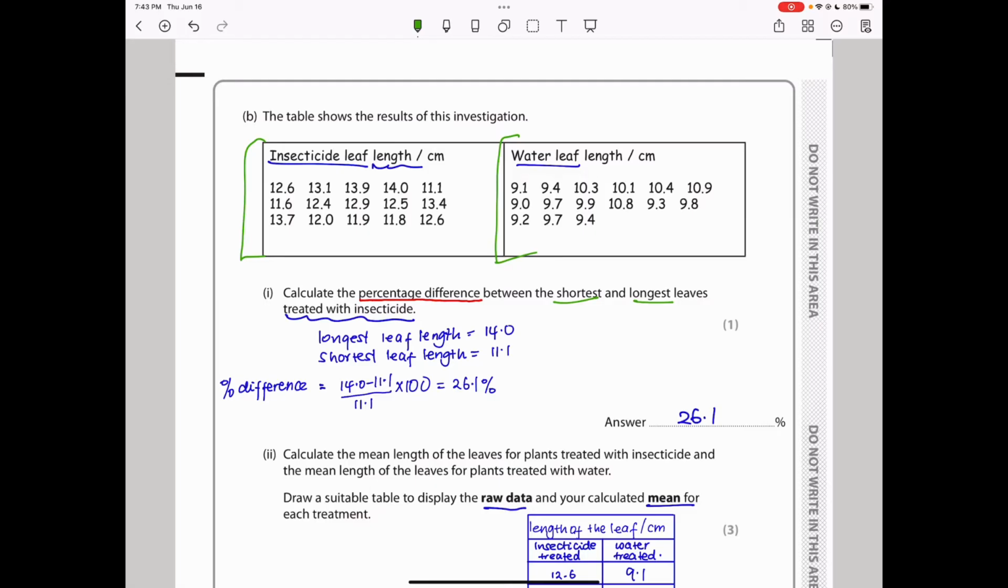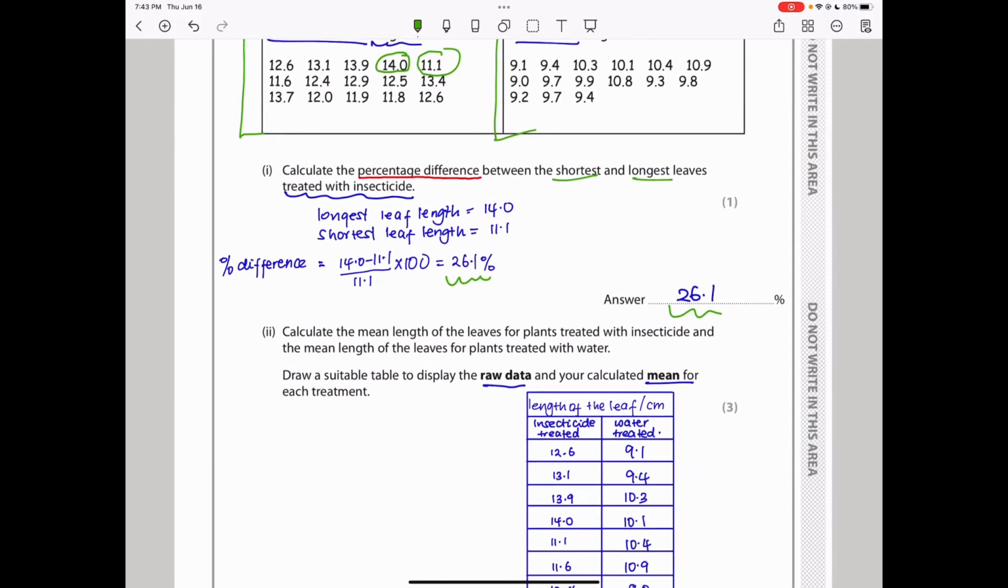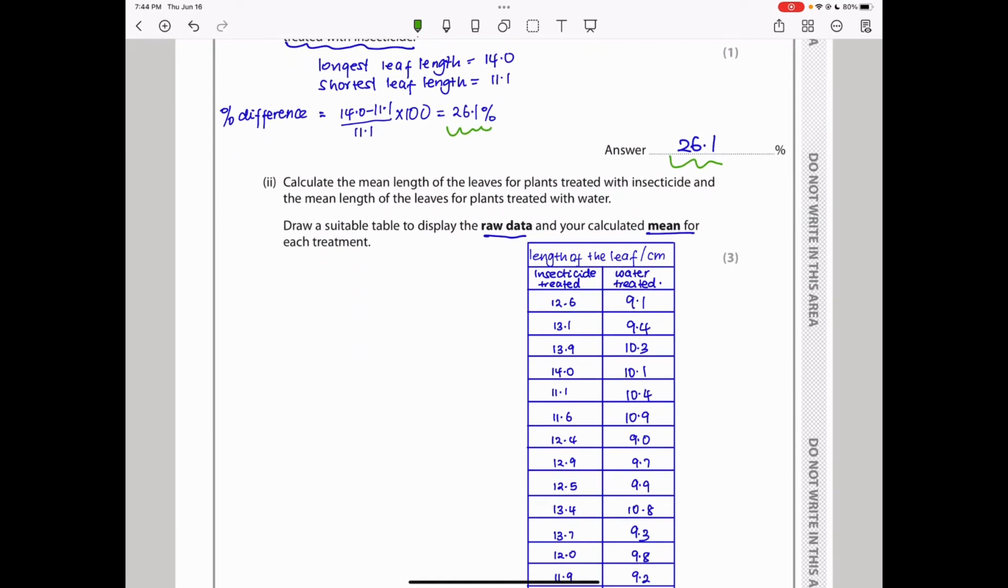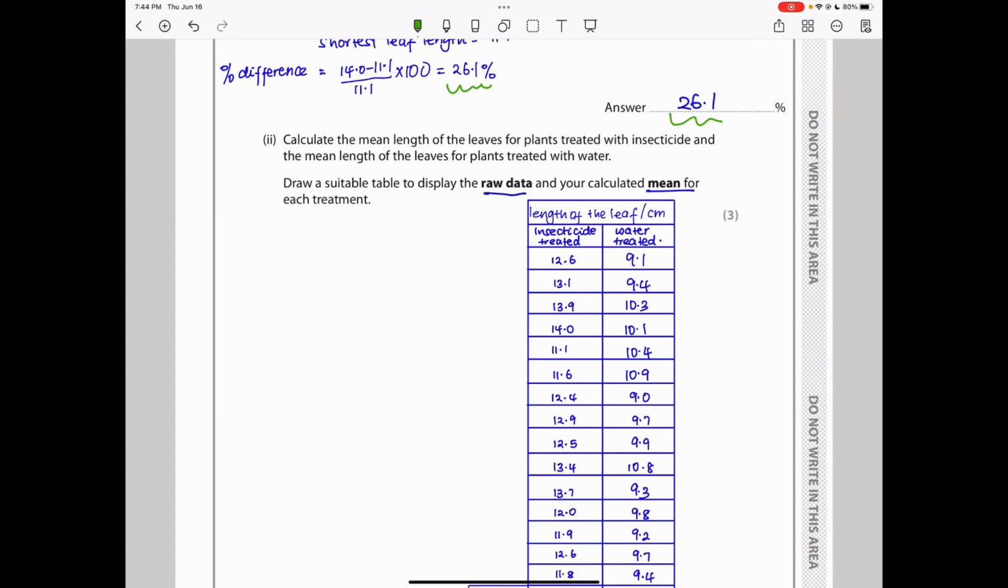So here we can see that is the longest leaf, and the shortest leaf is, of course, this one. So we have to get the difference, which is 14.0 minus 11.1 divided by 11.1 times 100, giving us 26.1% as the percentage difference between the shortest and the longest. The next part, they say calculate the mean length of the leaves for plants treated with insecticide and the mean length of the leaves for plants treated with water.